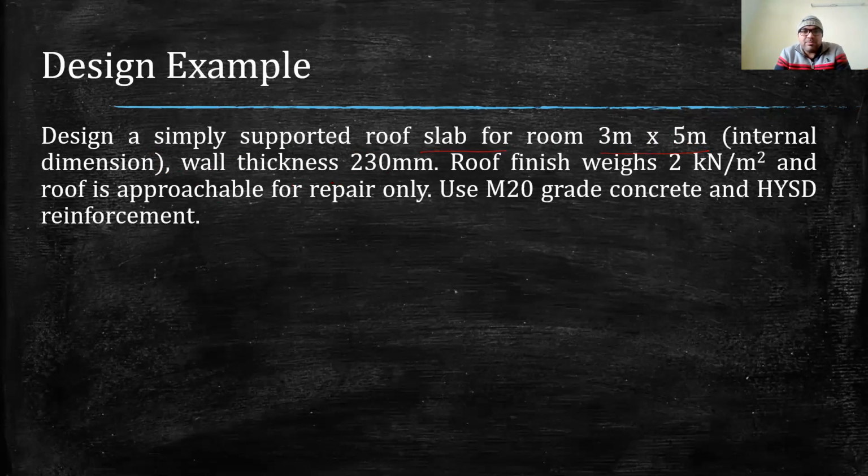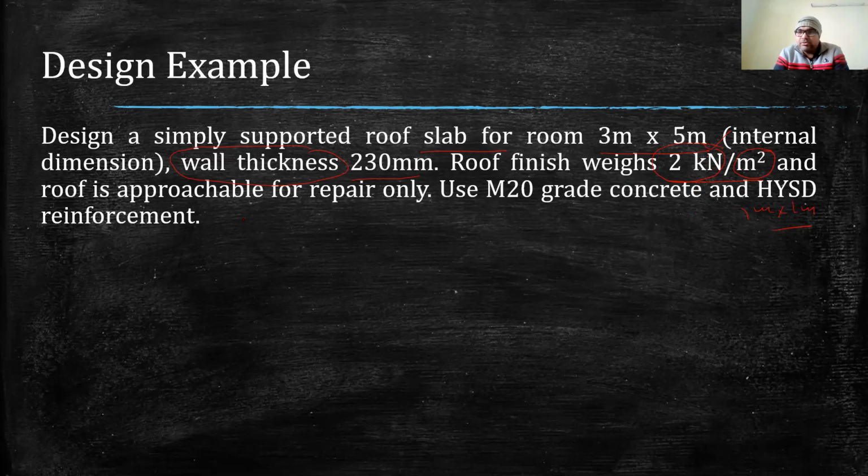And the roof is supported on the wall, and therefore wall thickness is also given here, which is 230 mm. And there is a finishing on the roof, and the weight of the finishing is 2 kilonewton per meter square, which means 2 kilonewton is the weight per unit area, which is 1 meter by 1 meter area. So on this area, this is the weight of finishing.